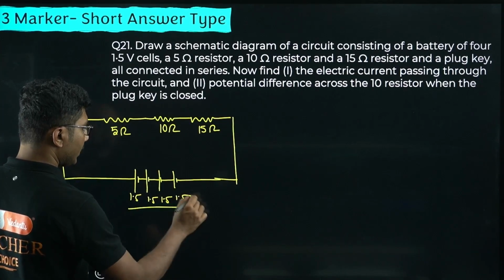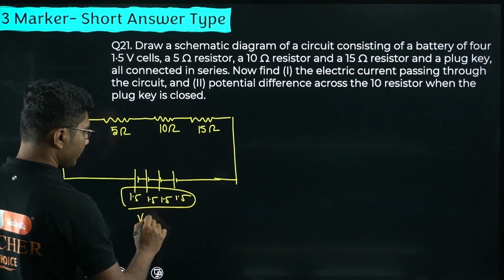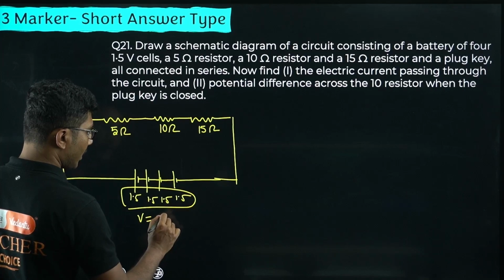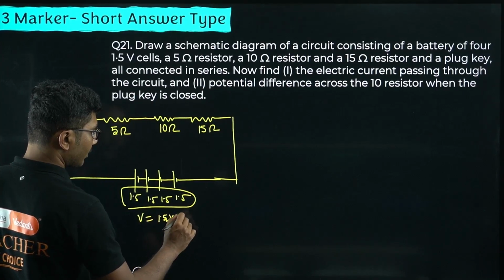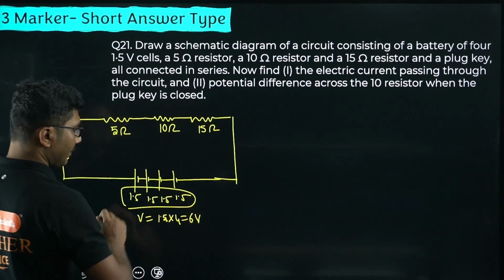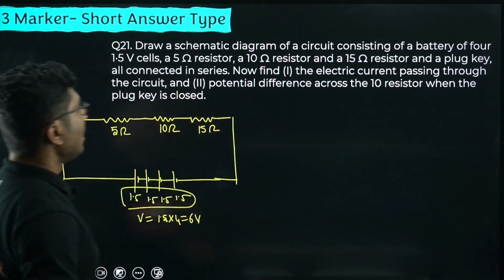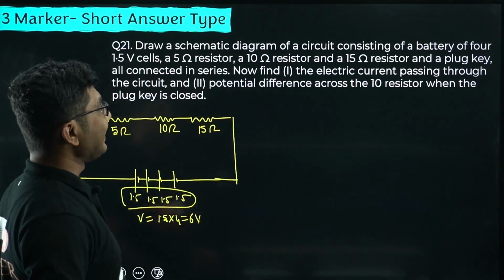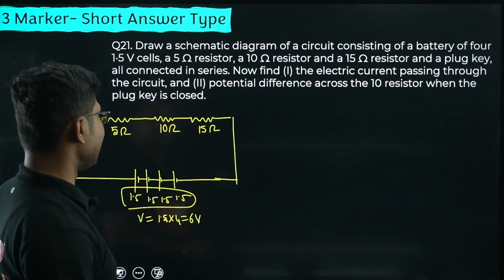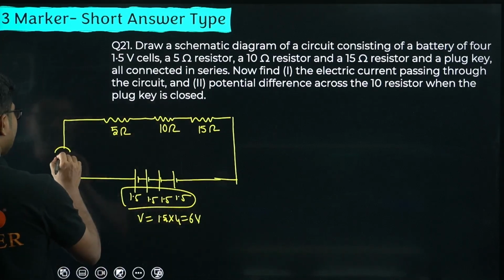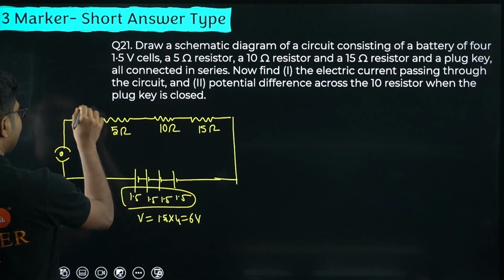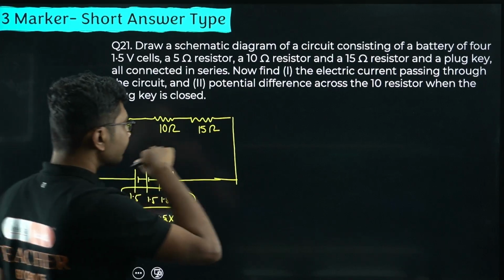So what is the total voltage? Total voltage is equal to 1.5 times 4, that is 6 volt. Okay, basically adding all of them, you will get the total voltage, right? Now the electric current passing through the circuit. So what is the current passing through the circuit when you close it?